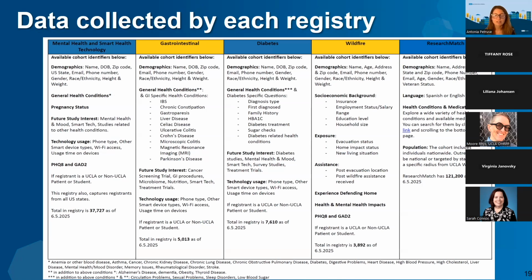Diabetes is pre-diabetes, so it's individuals that are at risk for diabetes or have diabetes, or are part of the study or have a family history of diabetes. Wildfire is very specific to the zip codes that were under either evacuation warning or order during the LA wildfires, specifically the January LA wildfires. So there are ongoing studies using this registry, again, of very highly motivated individuals ready to participate in studies around the wildfire. And then Research Match, which I discussed.